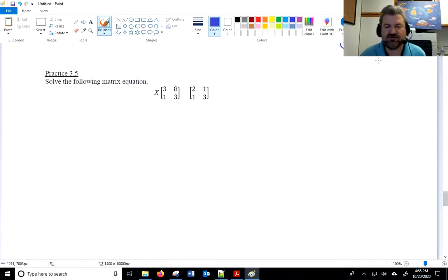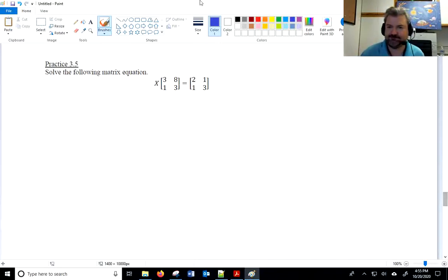All right, you try this next one. Notice that the matrix multiplication here is on the right. You'll need to cancel it with right multiplication. All right, let's go over your work.